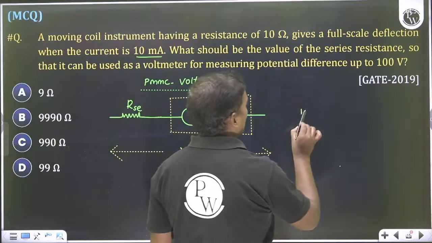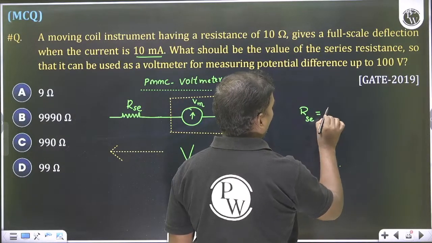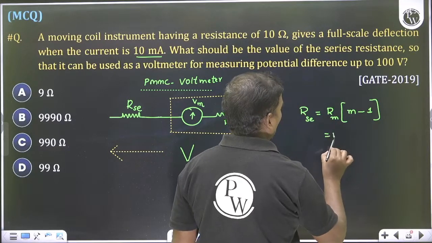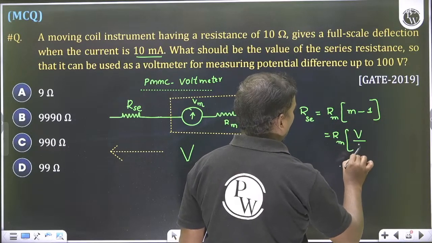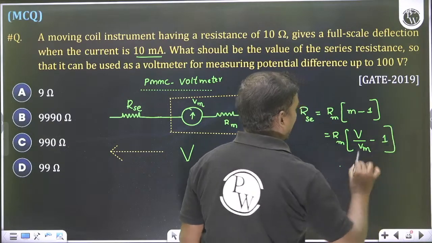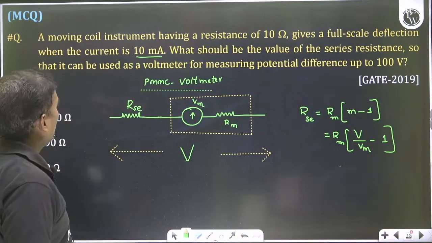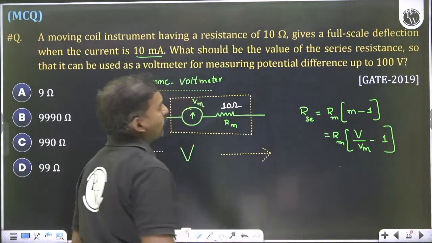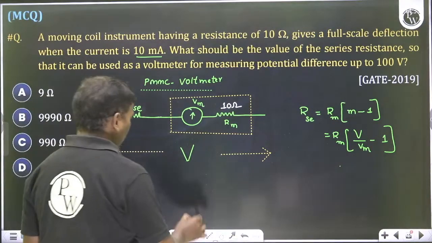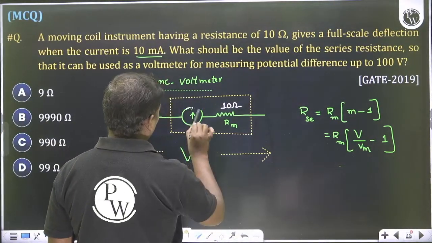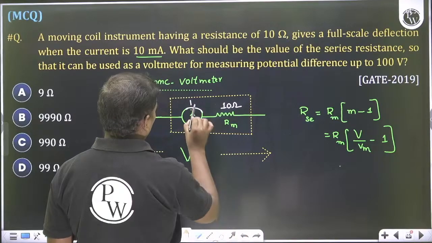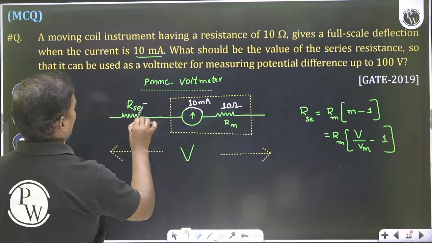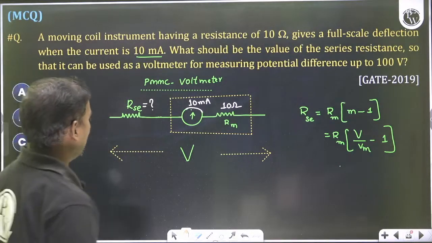So the solution: the series resistance formula is Rse = Rm (m minus 1), where m can be taken as capital V by small Vm, minus 1. So in the question, what is mentioned? A moving coil instrument having a resistance of 10 ohms, so this resistance is 10 ohms, gives a full scale deflection current of 10 milliamperes. What should be the value of series resistance so that the range is extended up to 100 volts?